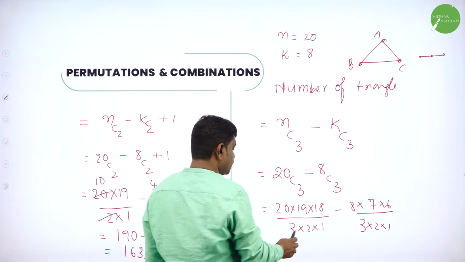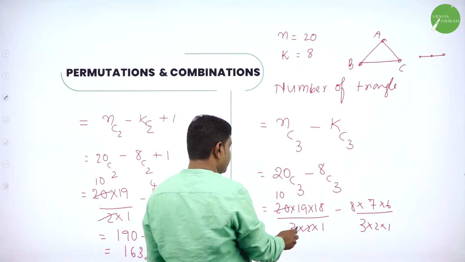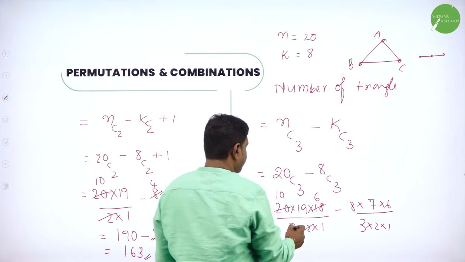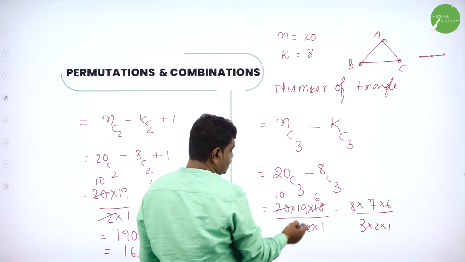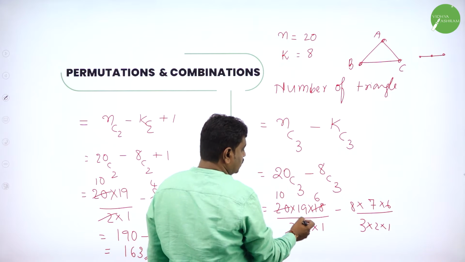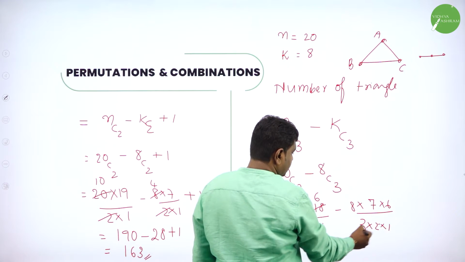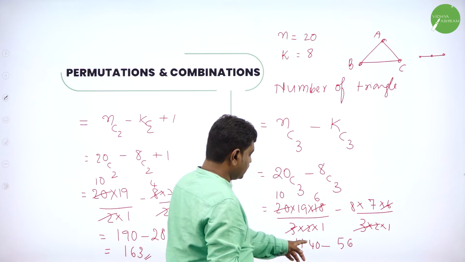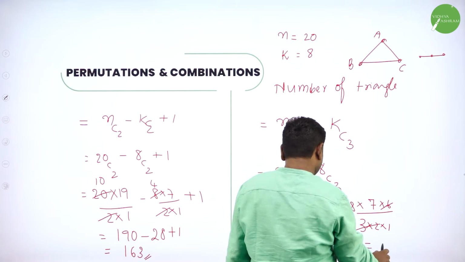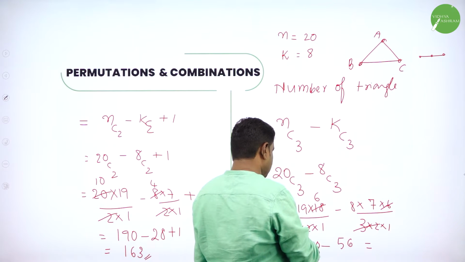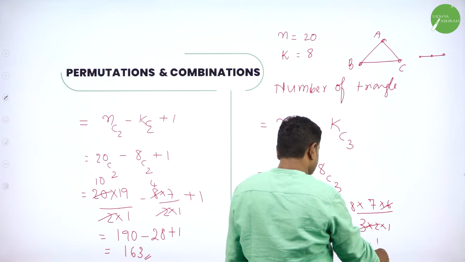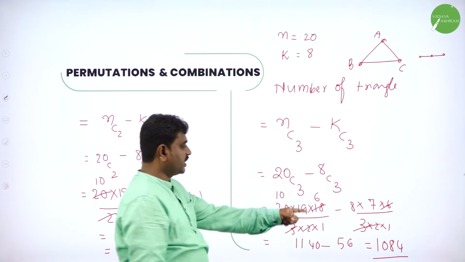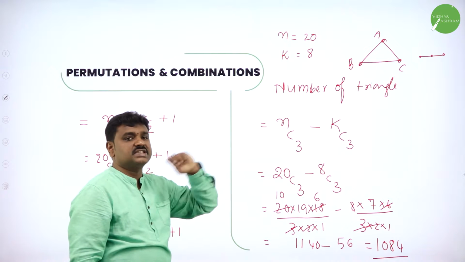Now further simplify. 2 ones are 2, 2 tens are 20, 3 ones are 3, 6 are 6. Simplify this. 19 into 6, okay, further we will simplify and subtract at a time. 3 2s are 6 and 6 will cancel. So 10 into 19 into 6, 1140 minus 56, that will give you 1100, then 1090, 1084. This many triangles are formed. What is the formula? NC3 minus KC3.